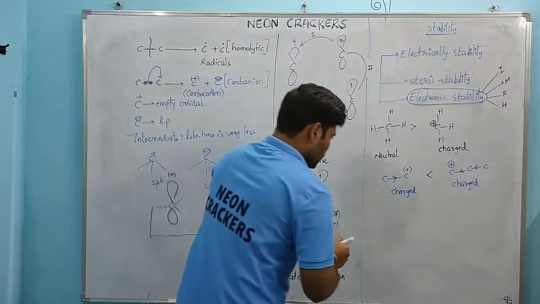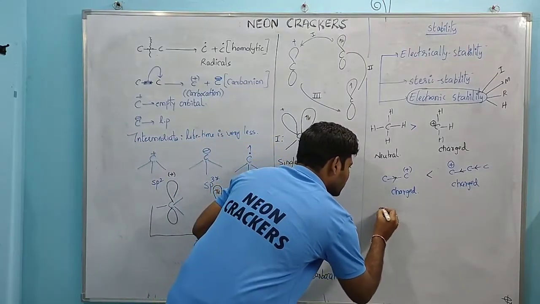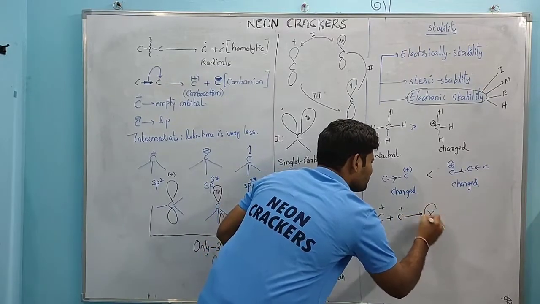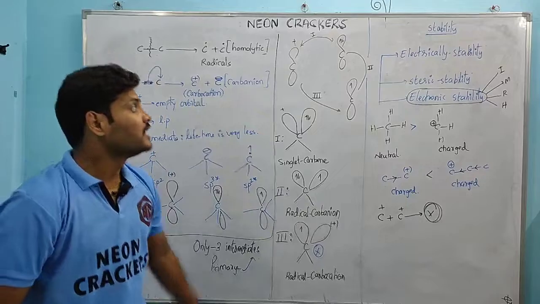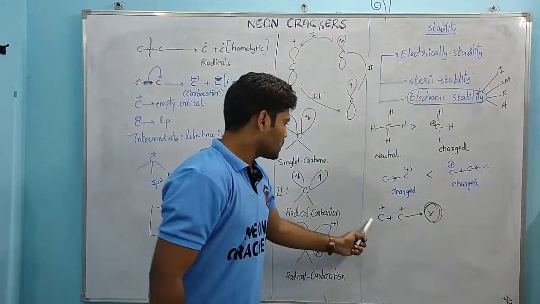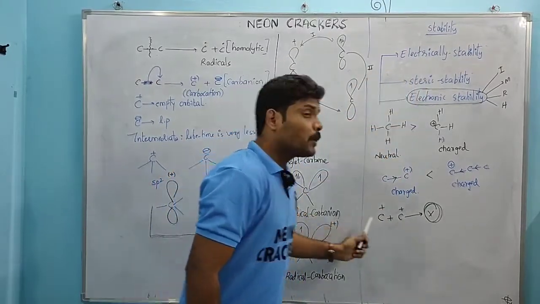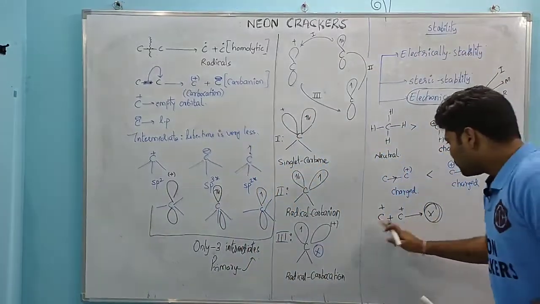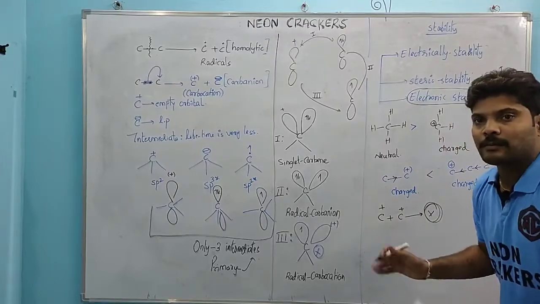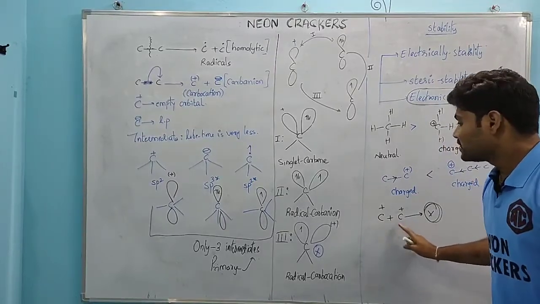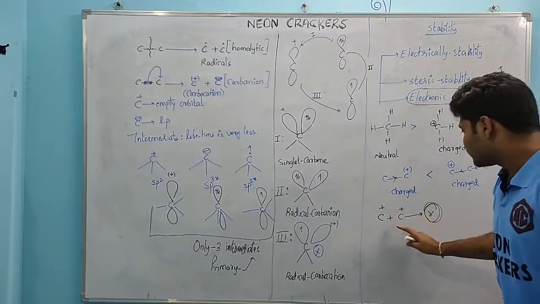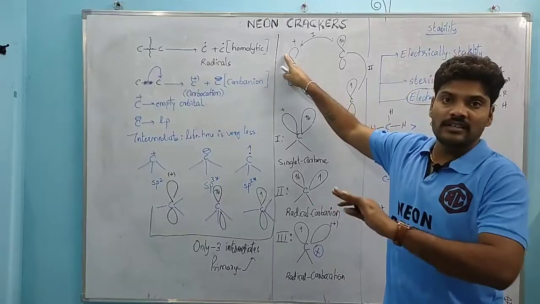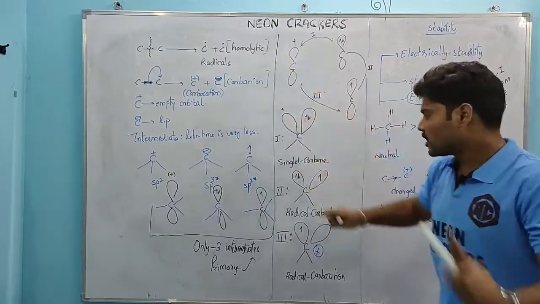Before that, the combination of carbocation and carbocation is not possible. Why? This is about electric stability. Charged and charged, that too positive and positive, means repulsive forces are there. Stable or unstable? Is the combination good or bad? The worst combination, so this is unstable. Electric stability is not there. That's why the combination of carbocation and carbocation does not exist.